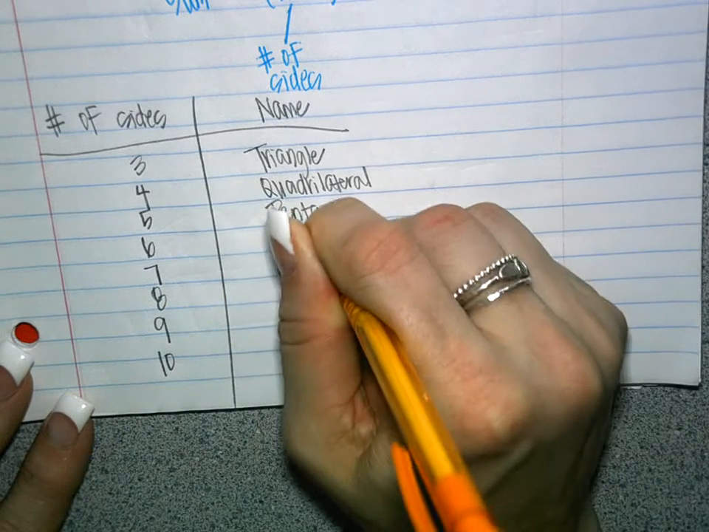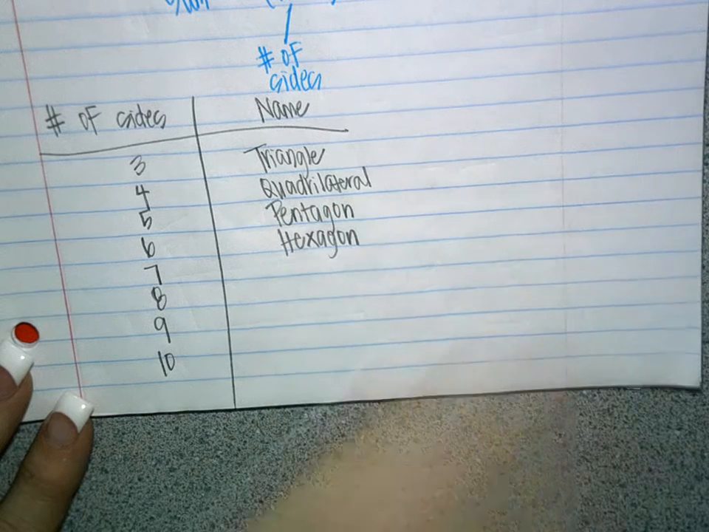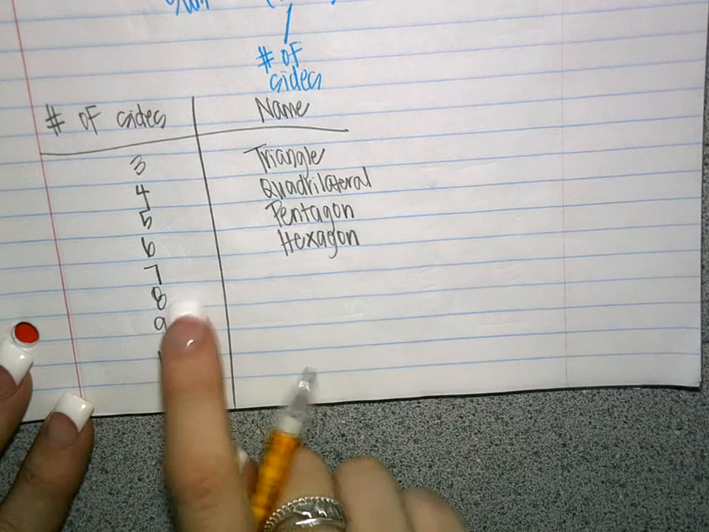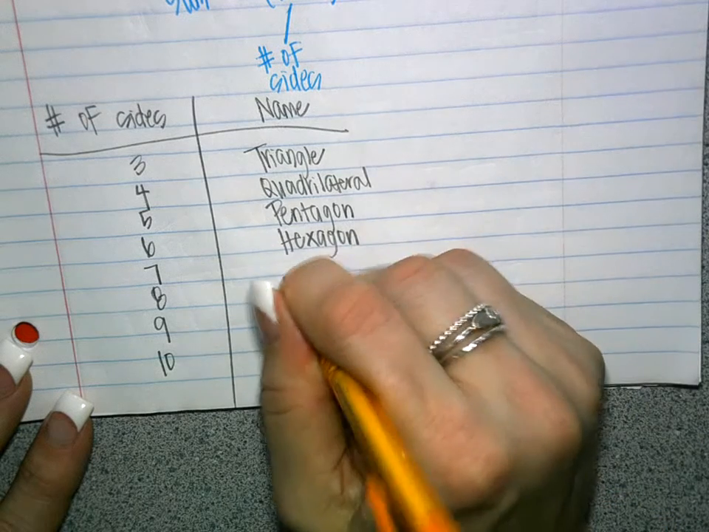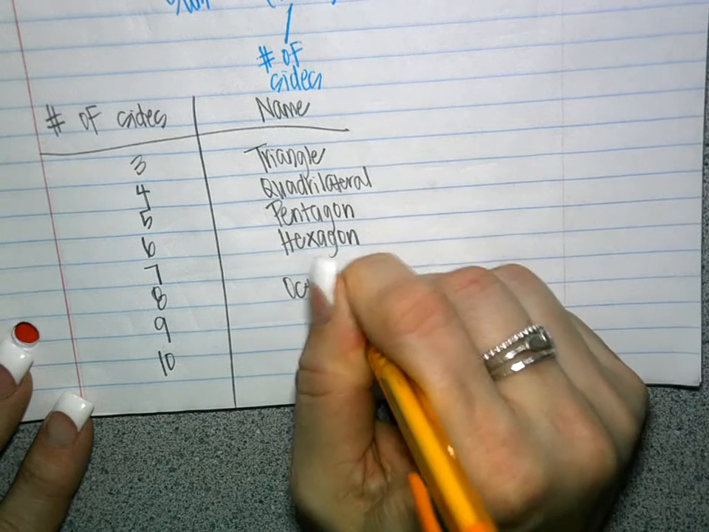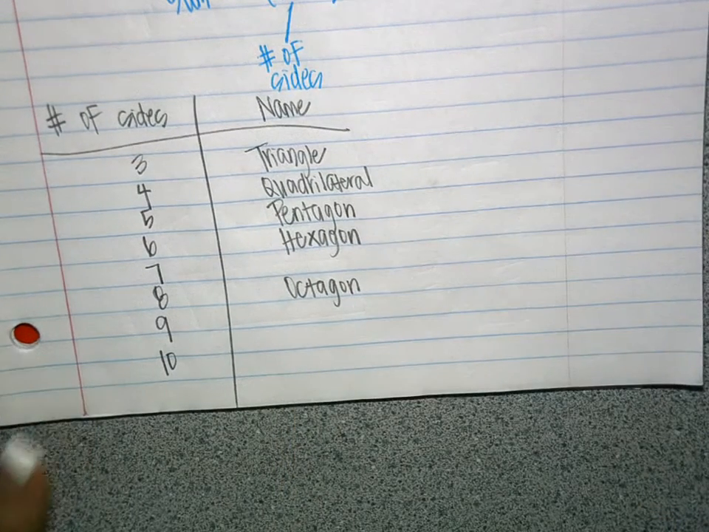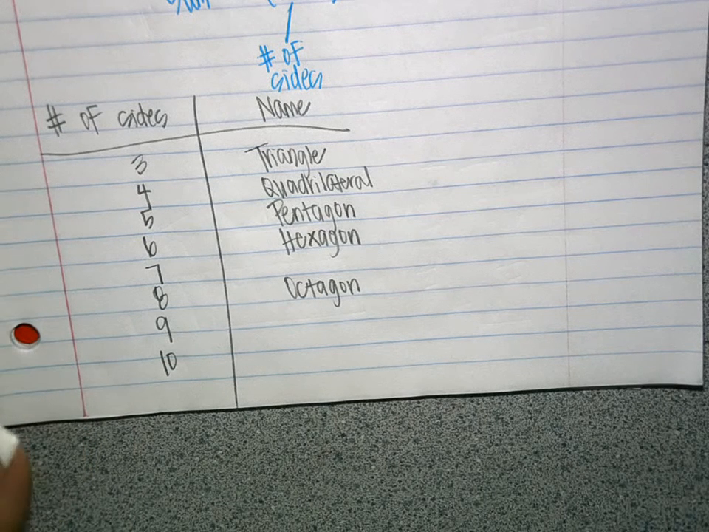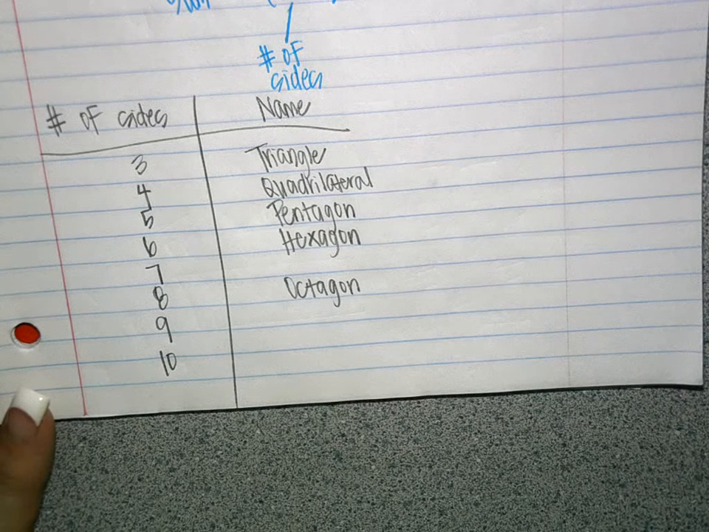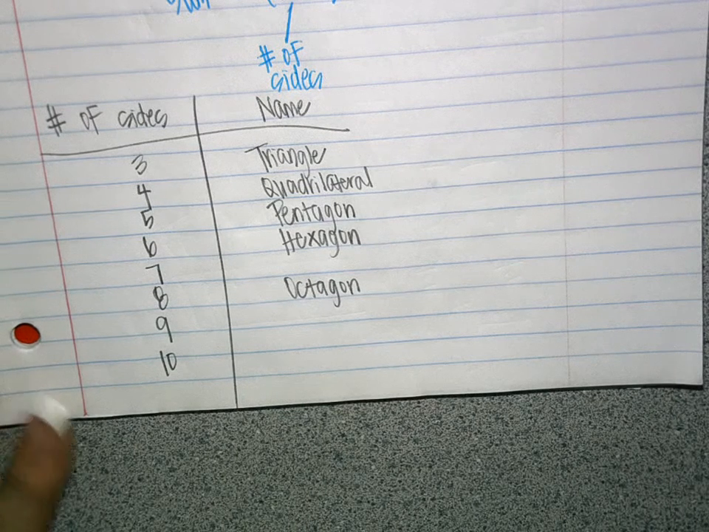The other one that usually people know is 8. How many sides does an octagon have? An octagon, like an octopus has 8 legs, yes.